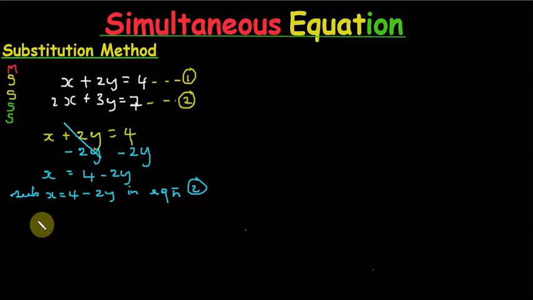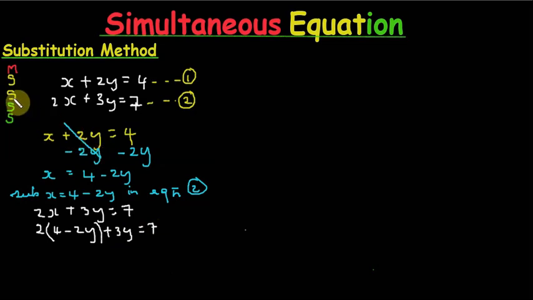So equation 2, I will write it. We must have something in order to substitute something. So in the space of x, we will simply insert 4 minus 2y, because x doesn't want to be called x anymore. You have to call him by his name. 4 minus 2y plus 3y equal 7.